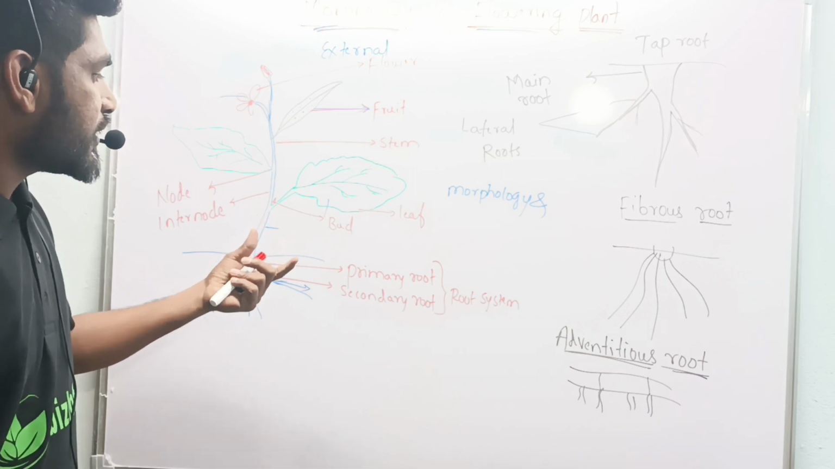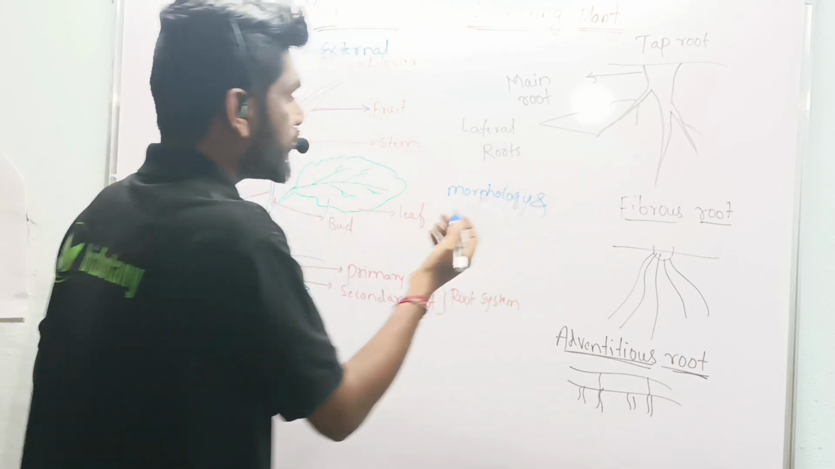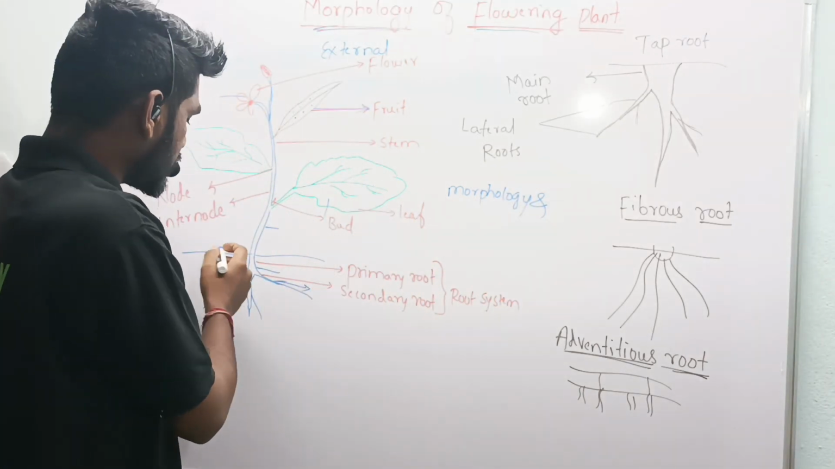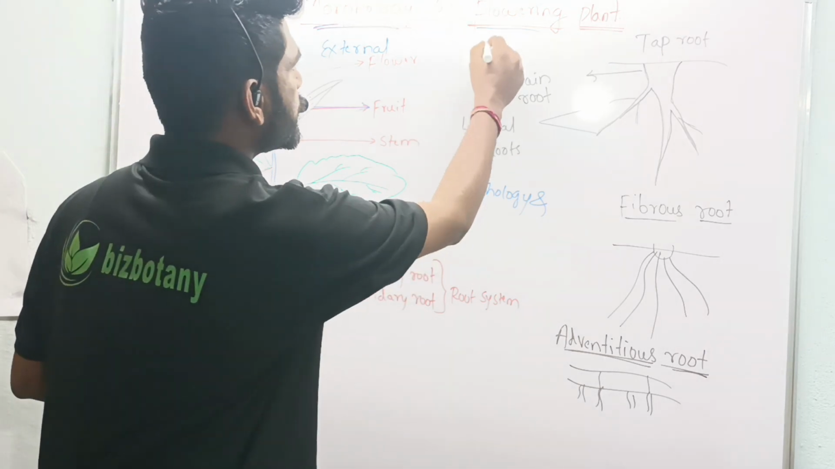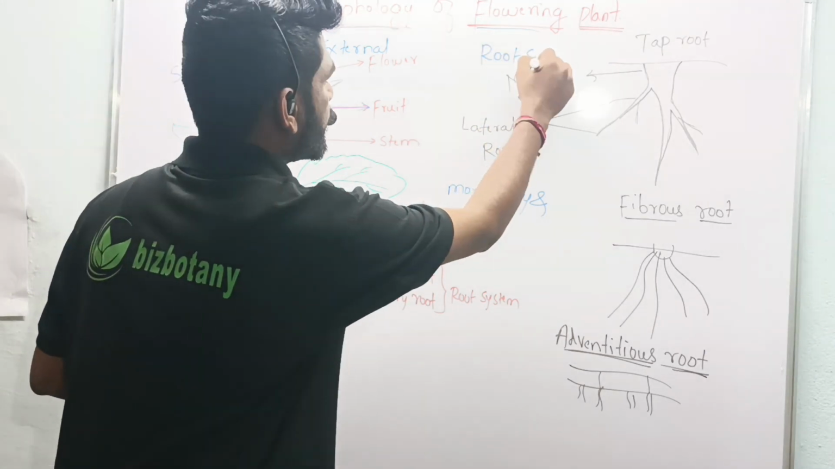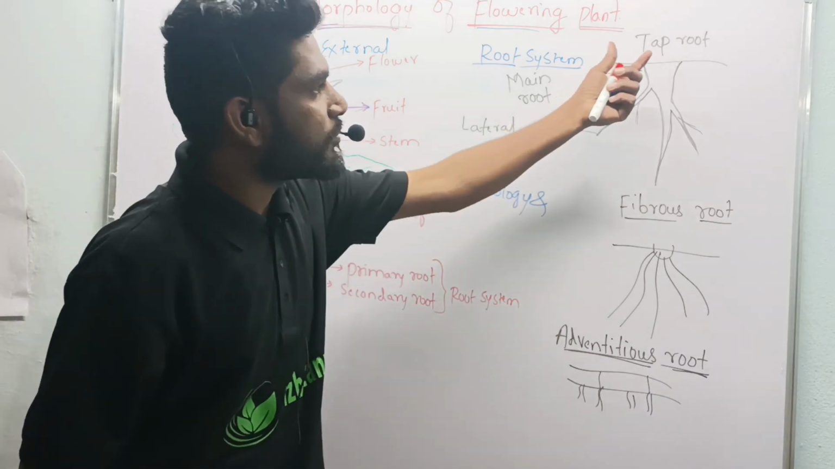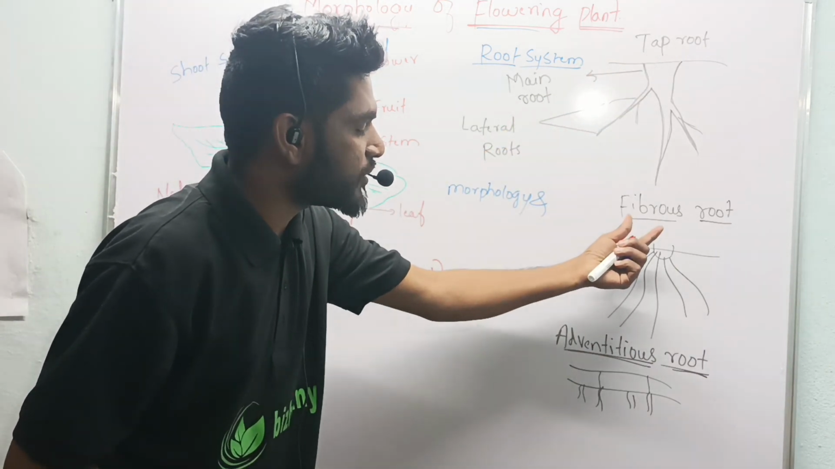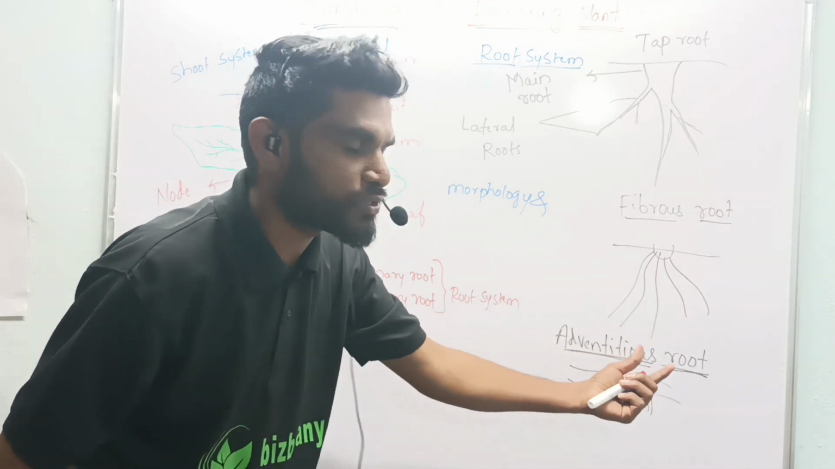Here, in the case of angiosperms, first of all we need to understand the root system of the plant. When talking about a root system, we have three types of roots. One is the taproot system, second is the fibrous root system, and thirdly we have adventitious root systems.